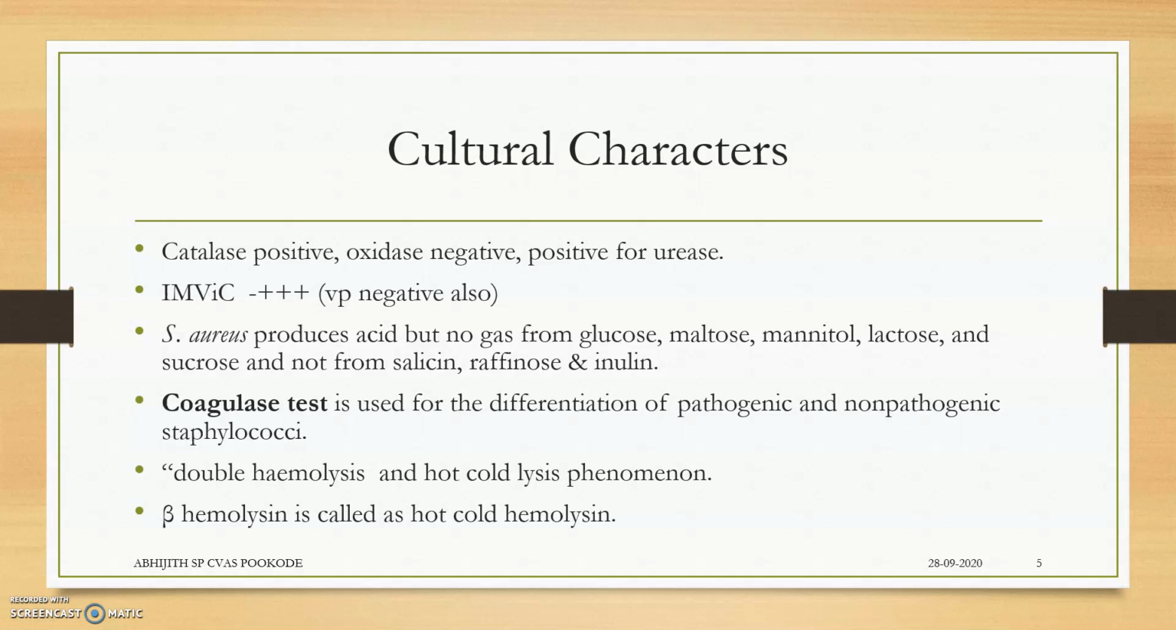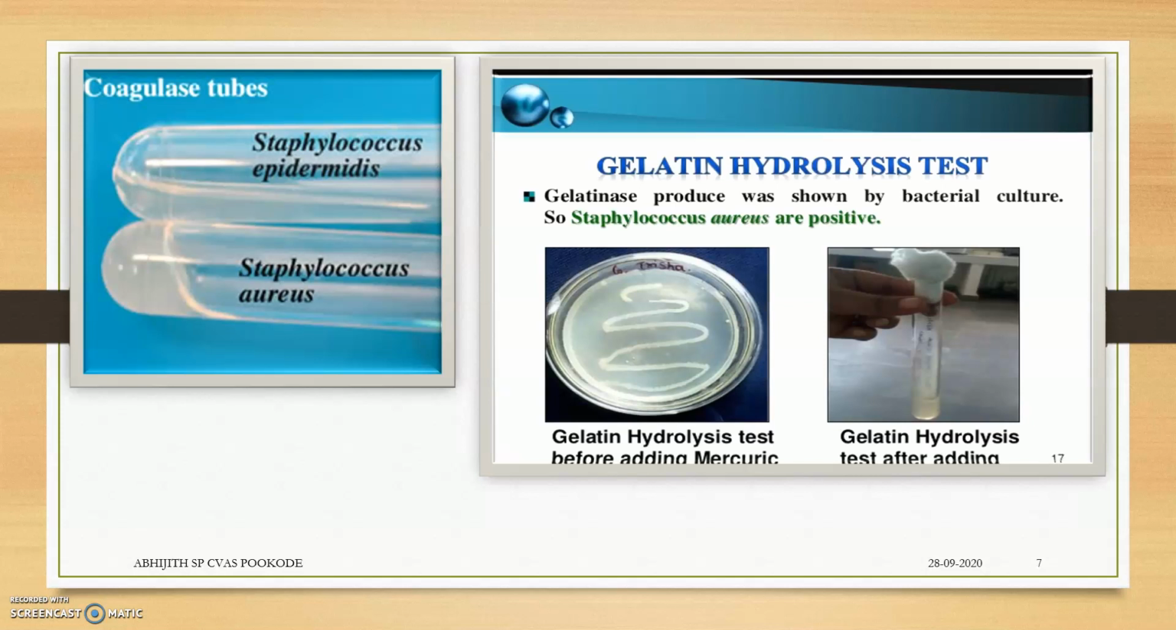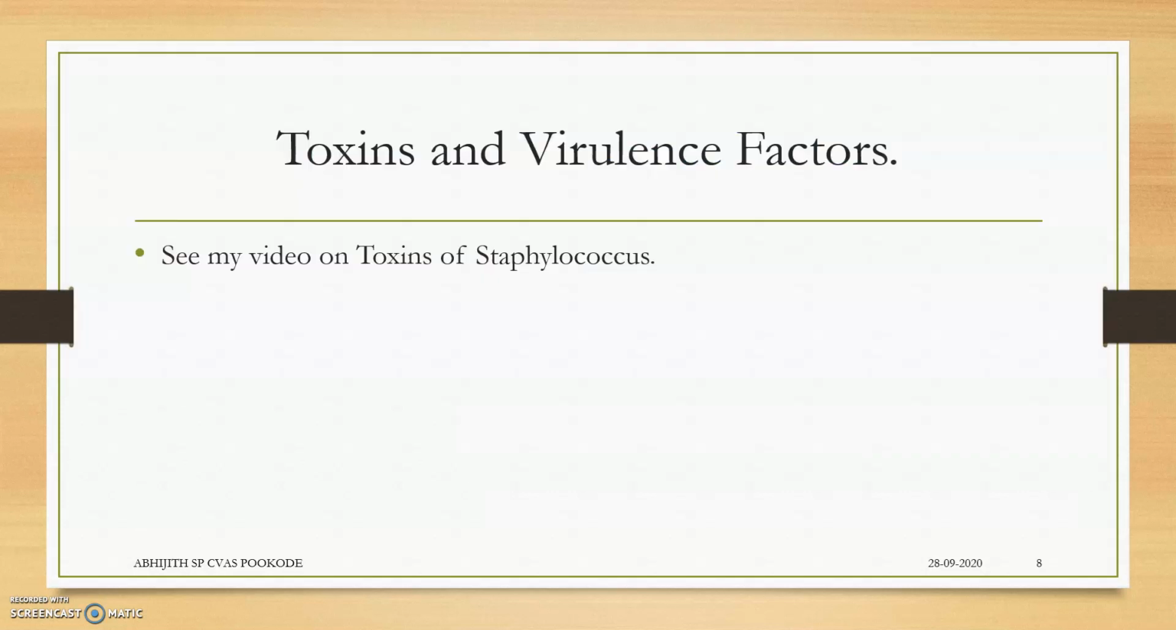So Staphylococcus aureus produces acid by fermenting the sugars present and no gas, that is they will not produce any gas. So the coagulase test, you can see my video on the coagulase test. Double hemolysis and hot-cold lysis phenomenon are the features. You can also see my videos on hemolysis, coagulase test, IMViC test, catalase test, all I'll be giving the link. So these are the specialties. So coagulase, you can see the coagulum happening there. So toxins, you can see my video on toxins.